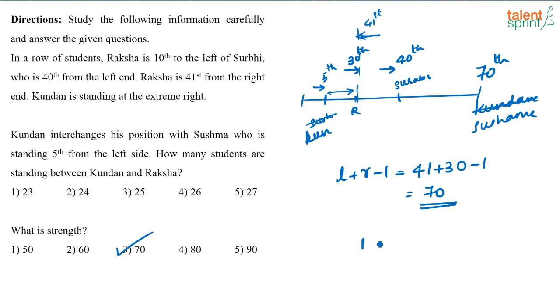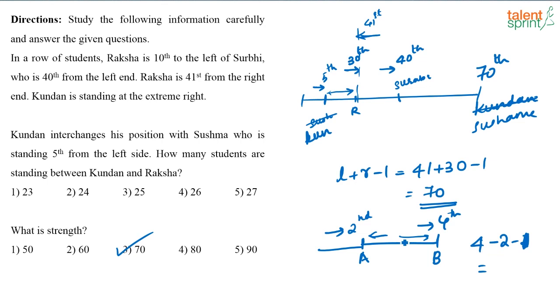See, how will you do that? If I say A is standing second from the left end and B is standing 4th from the left end, how do I find out how many people are there between A and B? I do 4 minus 2 minus 1, that is position of B minus position of A minus 1, correct? Basically there will be only one person, the third, and B is the 4th person. So the calculation is 4 minus 2 minus 1, that is 2 minus 1, which is equal to 1.